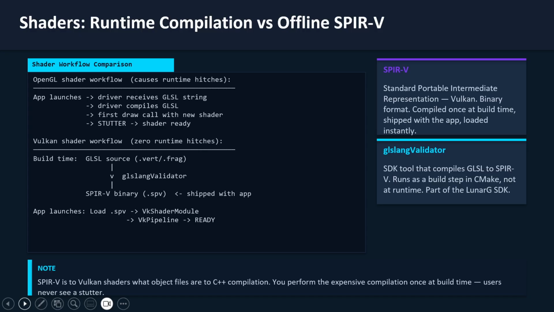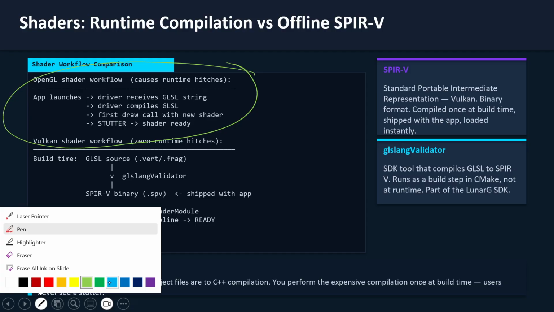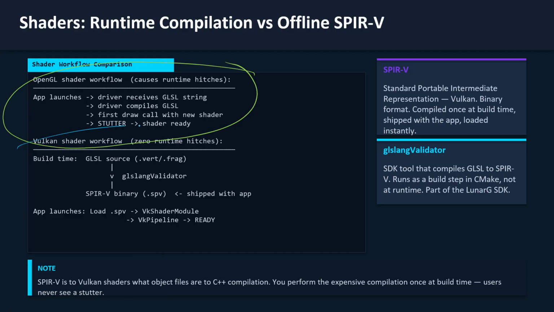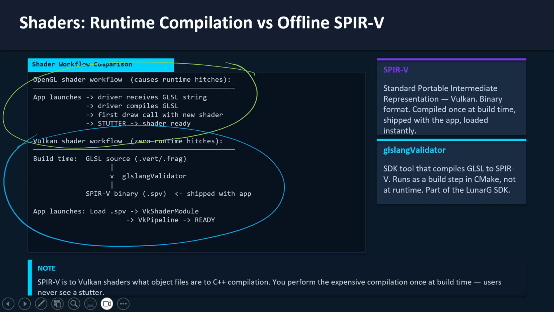All right. Now this is the online and offline compilation for shaders. Here also we have two things. One is the OpenGL model, and the other one is the Vulkan model.